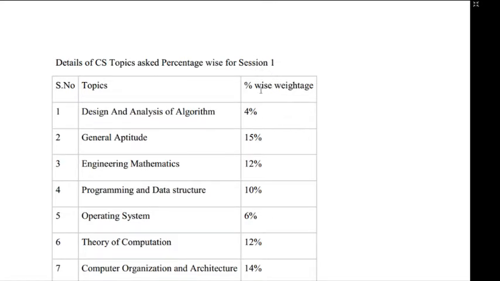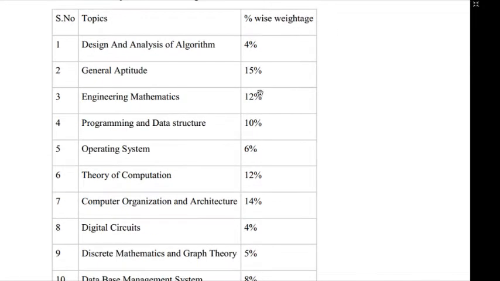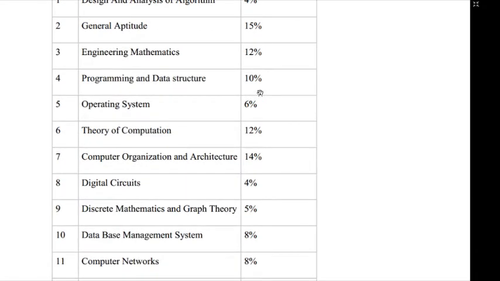In the forenoon session on the first day, design and analysis of algorithms covers 4%. General aptitude is always 15% of the total questions, and around 12% engineering mathematics has been asked, and around 10% programming and data structures. For operating systems we have 6% weightage. Theory of computation had 5% weightage in the session 1 question paper, and computer organization and architecture had 14%, which is the maximum of everything.